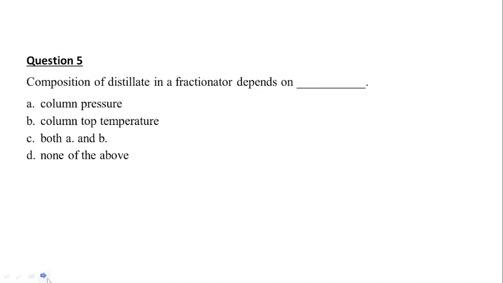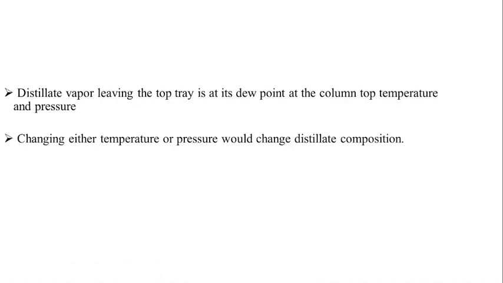Moving to the next question. Composition of distillate in a fractionator depends on column pressure, column top temperature, both A and B, or none of these. The composition of distillate depends on both column pressure and column top temperature. The answer for this one is B. So the distillate vapor leaving the top tray is at its dew point at the column top temperature and pressure. If we change either temperature or pressure, the distillate composition will also change accordingly.